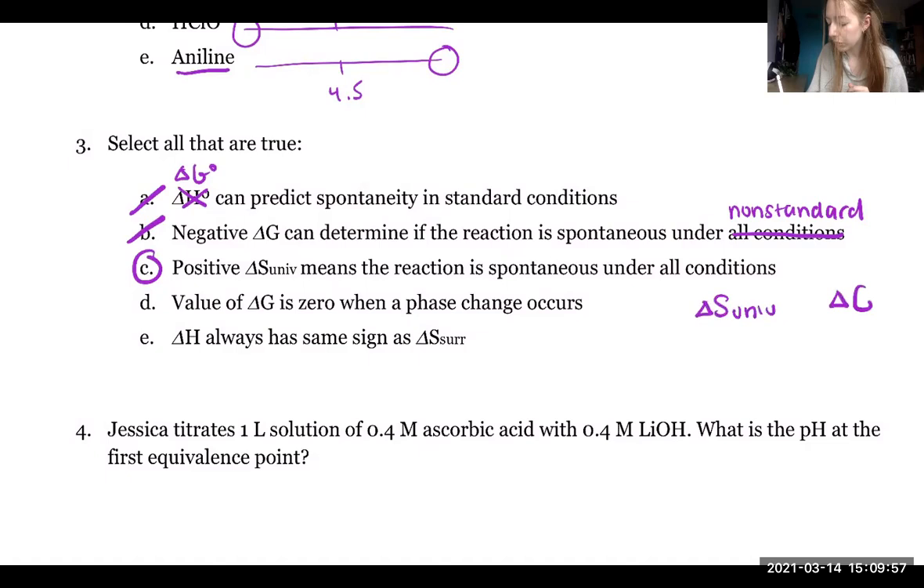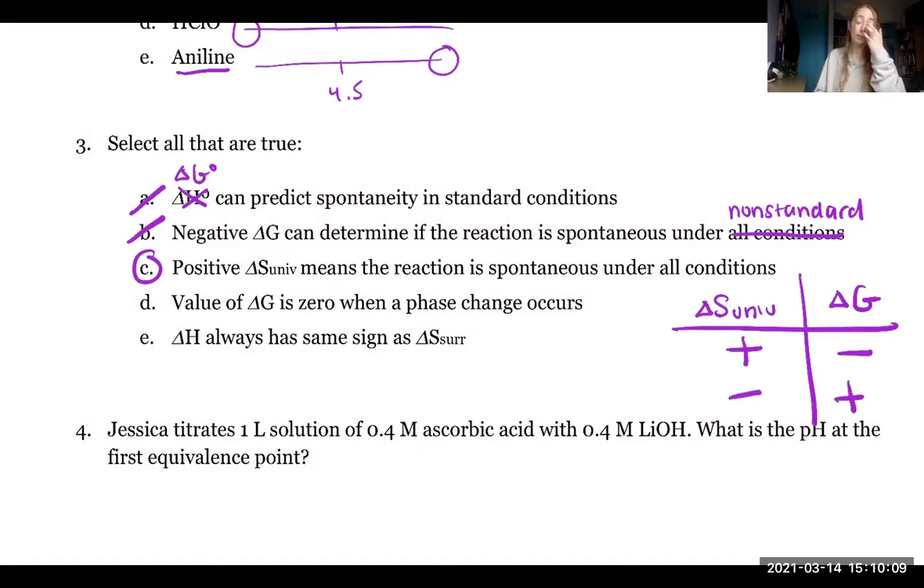And then you have delta G over here, and they should always have an opposite relationship, right? So if delta S of the universe is positive, delta G will be negative. If this is negative, then this is positive. So both delta G and delta S of the universe can determine spontaneity.